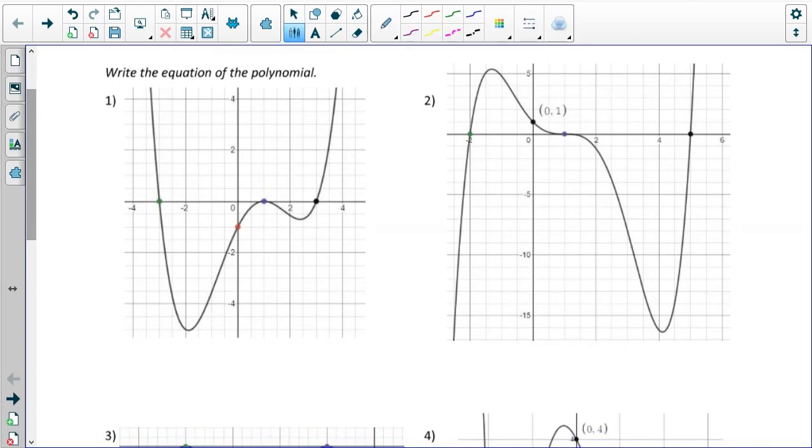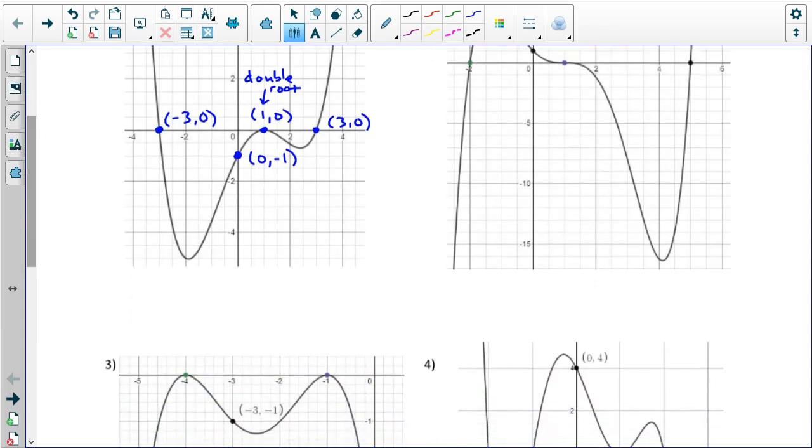If I am looking at this graph, I see that I have a root at -3, 0. I have a root at 1, 0. And notice that this is a double root. So that's kind of important. And then I have a root at 3, 0. I also appear to have the y-intercept at 0, -1. So that'll probably help me graph this equation.